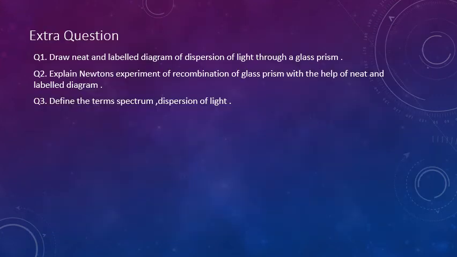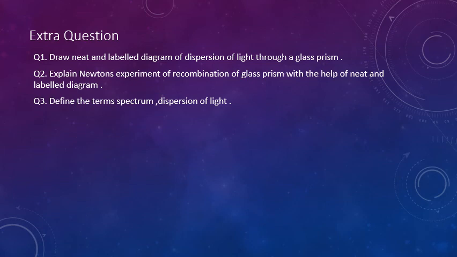Apart from this, children, only those questions for which I have given answers are there. All the other questions are deleted from the syllabus. So only these questions you will write, and that is why I am giving you these extra questions also. First is, draw a neat and labelled diagram of dispersion of light through a glass prism. So you remember that prism diagram: incident ray, refracted ray, angle of deviation, angle of reflection, all that. That one diagram you draw.